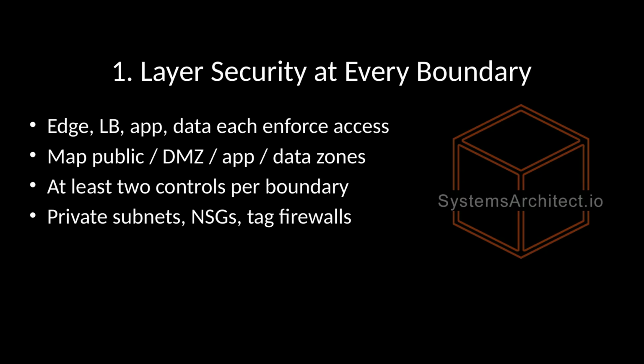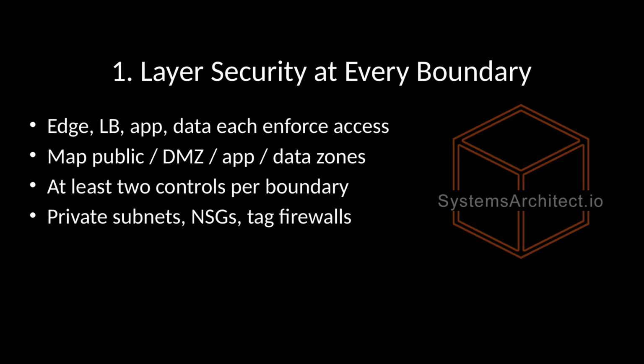DMZ means demilitarized zone, a buffer network segment that isolates public-facing services from internal systems. On AWS, public subnets for load balancers, private for apps, isolated for databases, plus NACLs, security groups, and VPC endpoints. NACL is Network Access Control List, a stateless rule set that allows or denies traffic at the subnet level. VPC, of course, refers to Virtual Private Cloud, an isolated virtual network within a cloud provider.